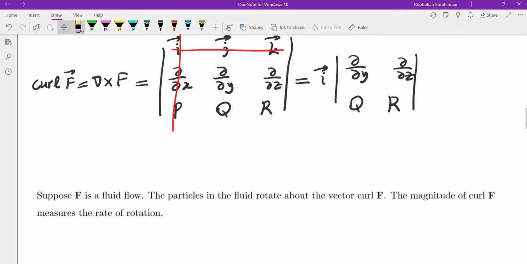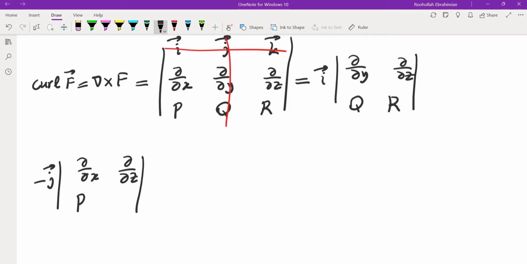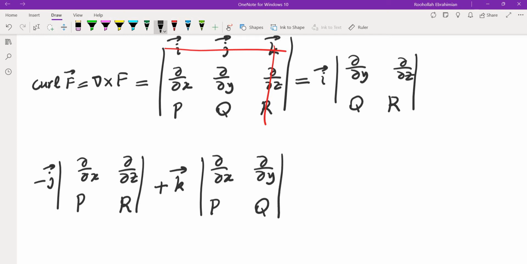And then we do minus. We eliminate the first row and the second column this time. We get minus j times partial with respect to x, partial with respect to z, and then p and r. And then plus k, eliminating the first row and the last column. We get plus k, partial with respect to x, partial with respect to y, p and q. So what does that give us?